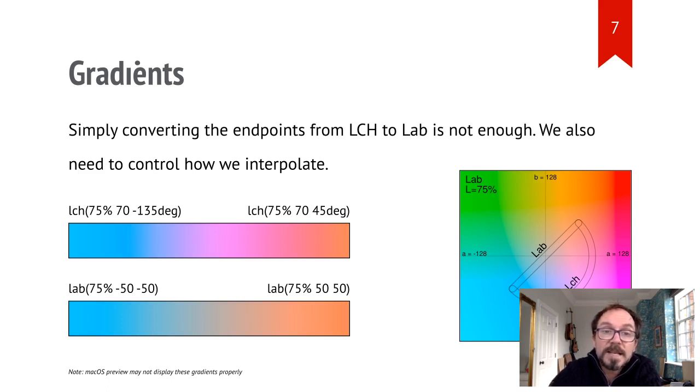On the right, you can see the same gradients presented against the lab colour space. The straight line through the middle is our linear interpolation in lab. It passes through the centre, so we get a sort of grey colour. The curved line is how we move through the lab space to get the same gradient we'd expect in LCH: a semicircle with the C component, the radius, of 70, and the hue moving from 135 to 45 degrees.